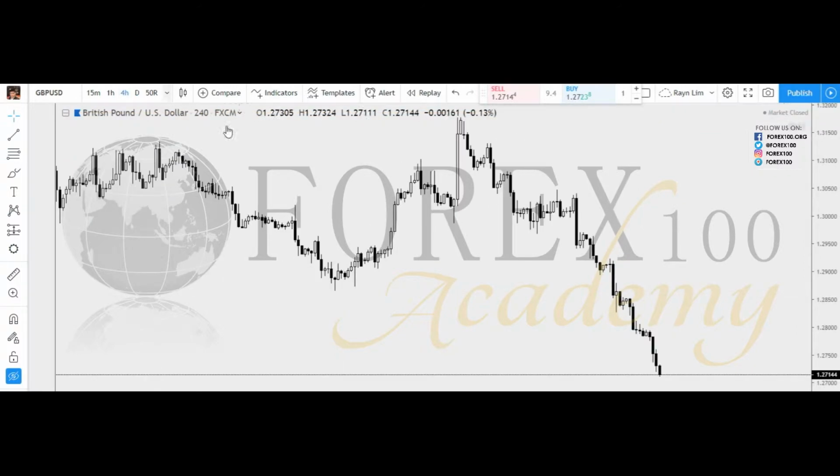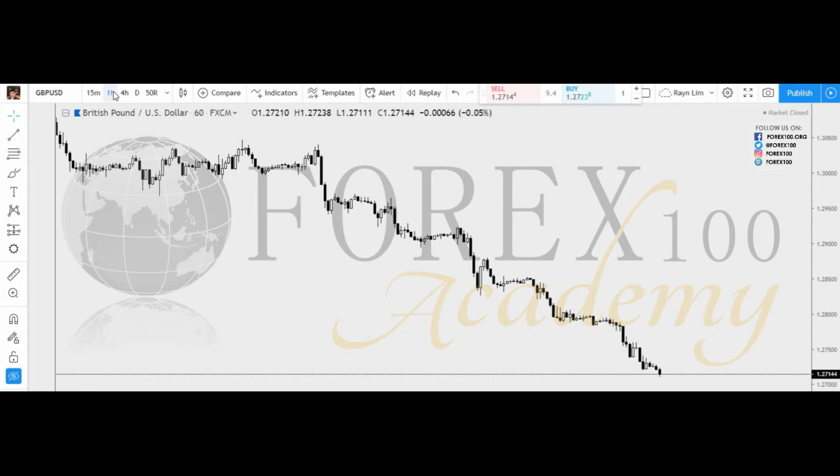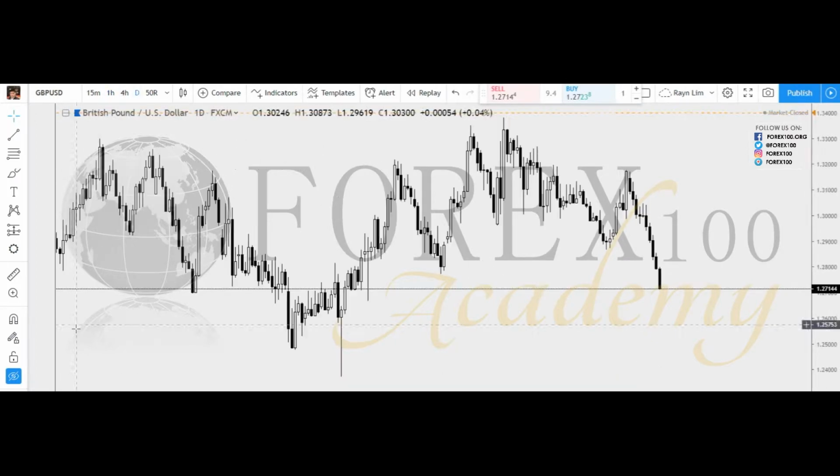Head down to the 4-hour chart. On the 4-hour chart, very bearish move. Nothing for me right now. To the 1-hour chart, likewise. Alright, so back to the daily chart.